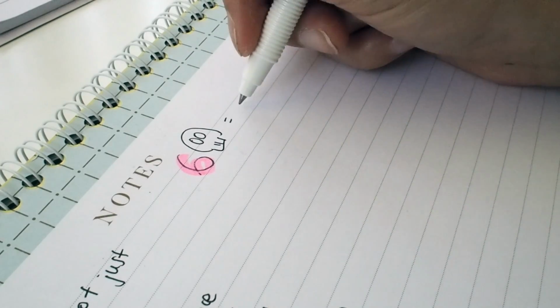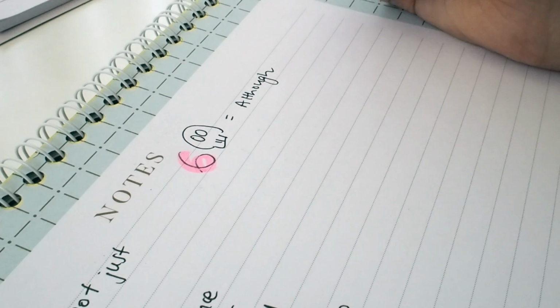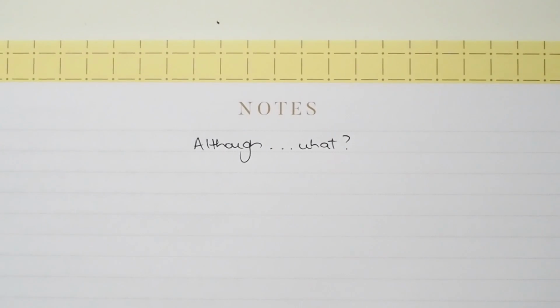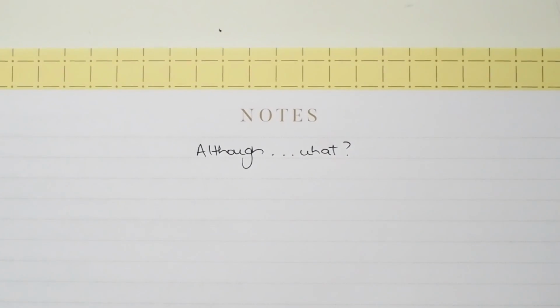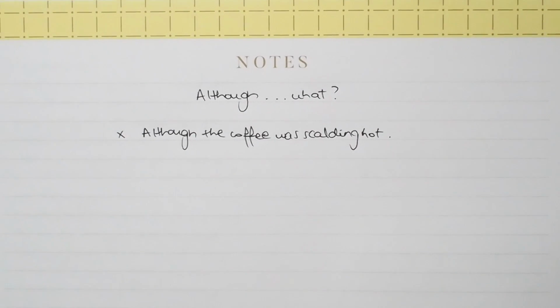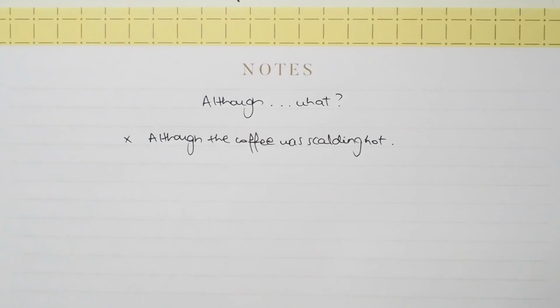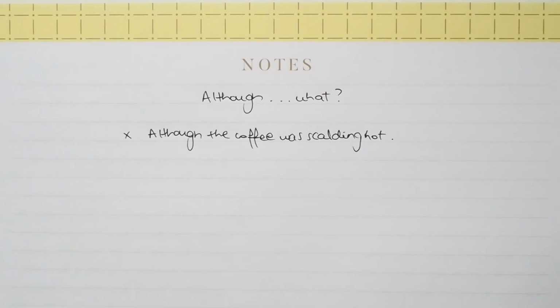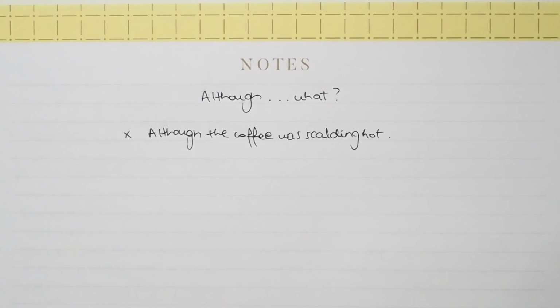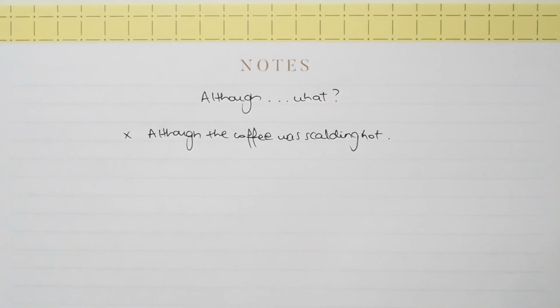Deadly English common sin number 6: although... what? The wrong way is just writing a fragment sentence, which means it's incomplete. The most common mistake I'm thinking of is when students start a sentence with although as the first word and then just add a full stop after the first phrase. So the wrong way of doing that is: although the coffee was scalding hot.